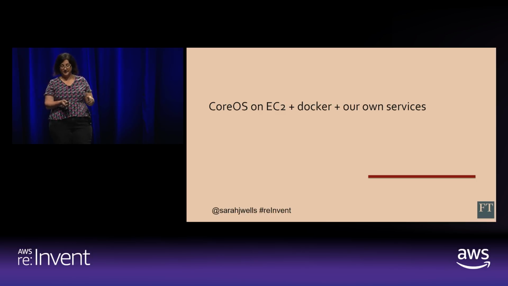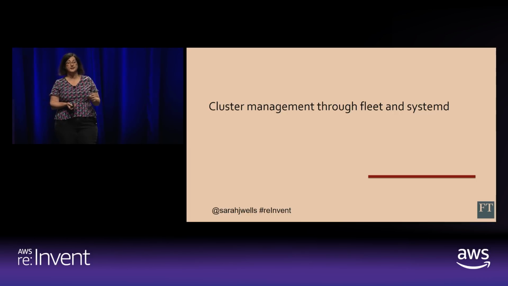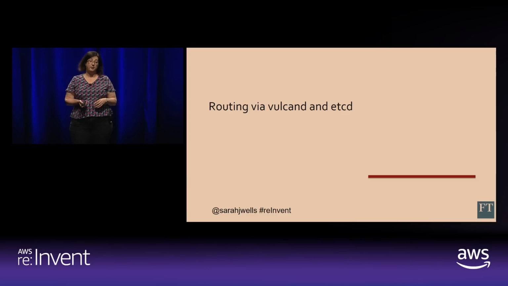We built a lot of other things ourselves. We were using systemd as a service manager, defining service files, and then systemd would run the service. Fleet is a cluster manager that manages that at a cluster level. We wrote our own routing using vulkand, which is a programmatic load balancer, and storing the configuration for that in etcd, which is a key value store. We wrote a service that would take human-readable, human-maintainable configuration and convert it into vulkand config, which isn't particularly readable.